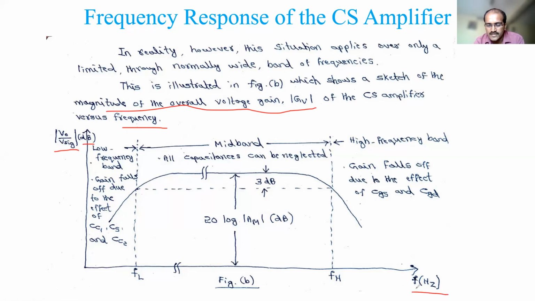Normally a logarithmic scale is used for frequency, and this graph will be drawn on a semilog graph sheet. So the x-axis will be a logarithmic scale and the y-axis will be a uniform scale. Such a graph sheet we call semilog. It is not completely log, so we call it semilog sheet. And this is the band.